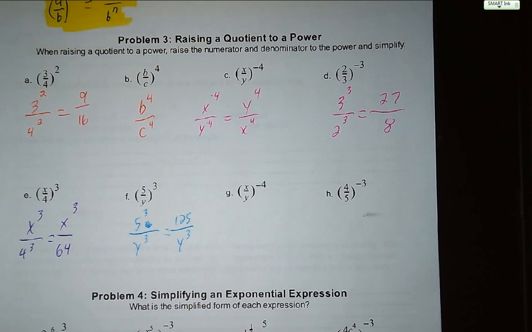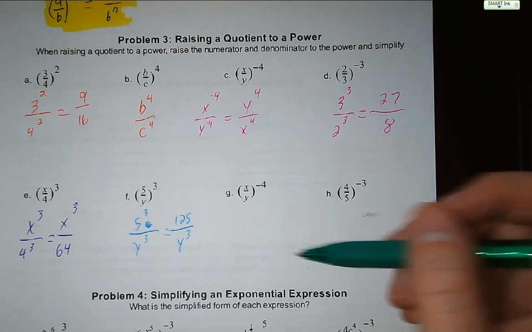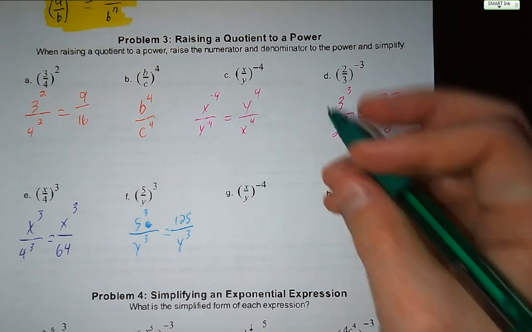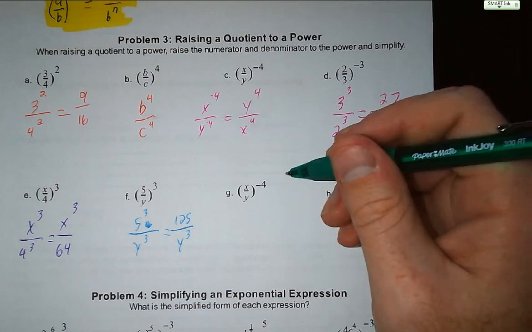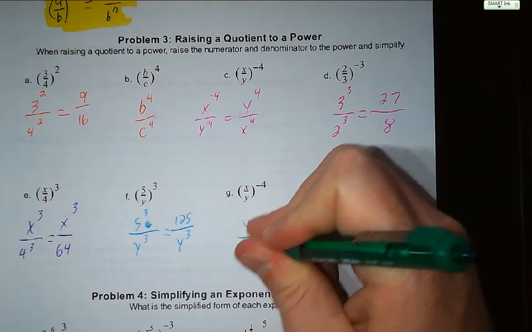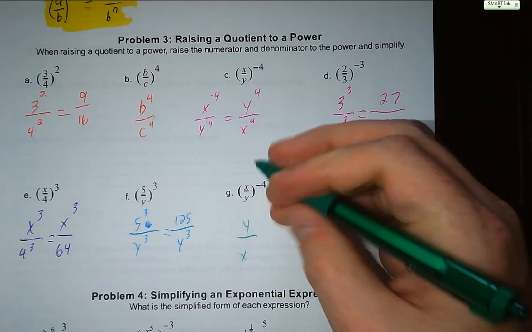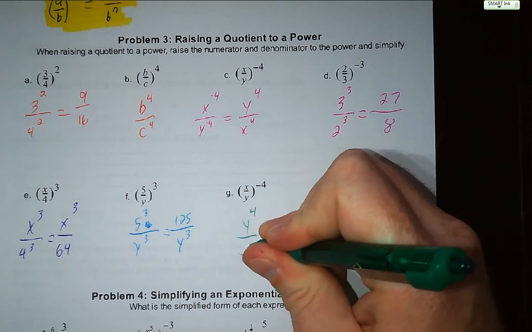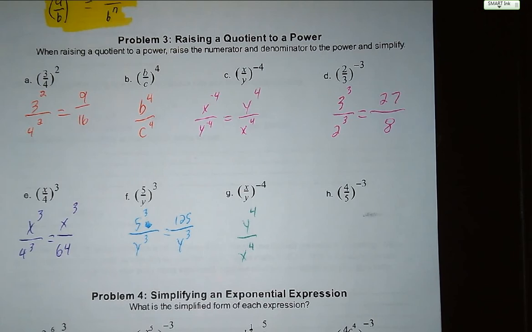Letter G, we have x over y to the negative fourth power. So we flip our fraction. So we're going to have y over x. And we apply our exponent, 4 and 4. So y to the fourth over x to the fourth.